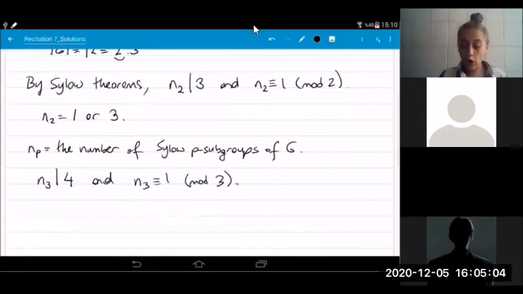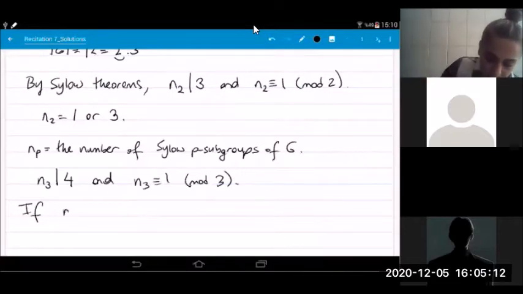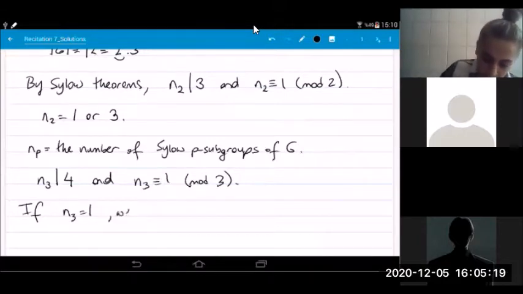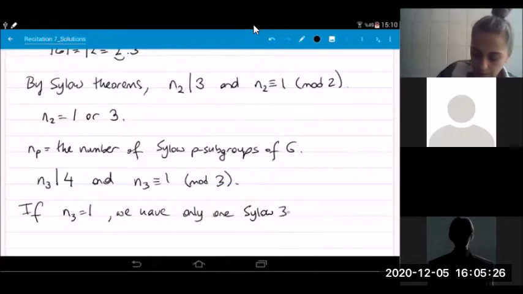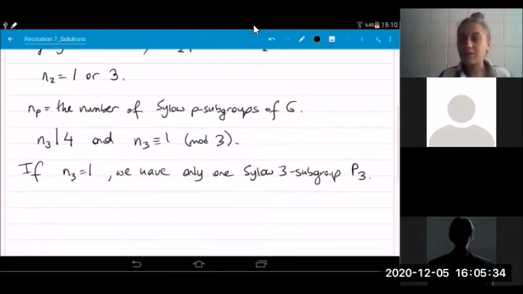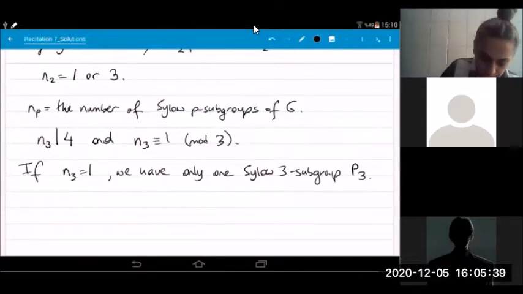Okay, so here, if we are going to consider all of the cases, if n3 is equal to 1, then what can we say about Sylow 3 subgroups? We have only one Sylow 3 subgroup. Let us call it P3. And we know that if a Sylow p subgroup is unique, then it has to be a normal subgroup.